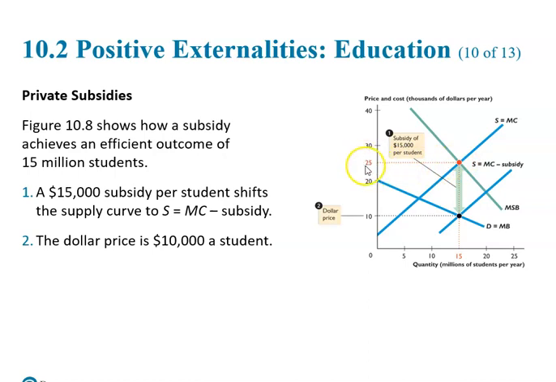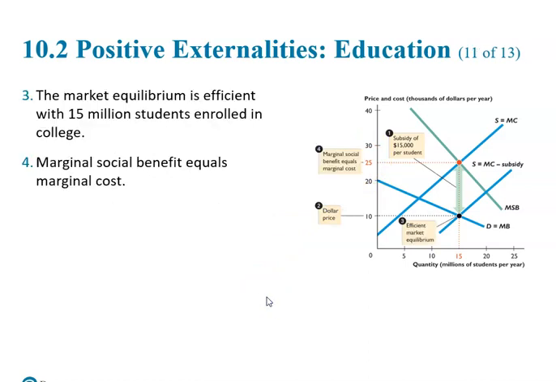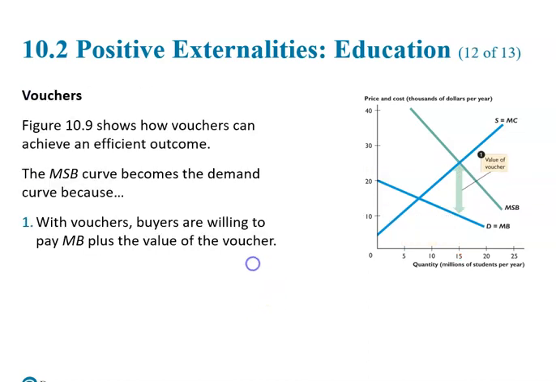Keep in mind that $15,000 out of these $25,000 per year are being provided by the government through subsidies. So the market equilibrium is efficient, and the marginal social benefit equals marginal cost through the provision of this subsidy.